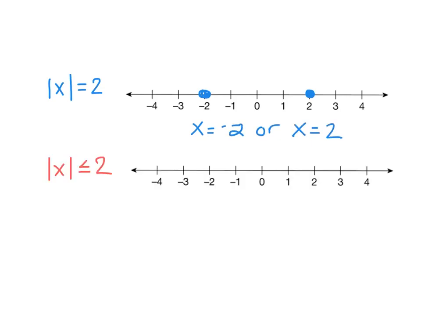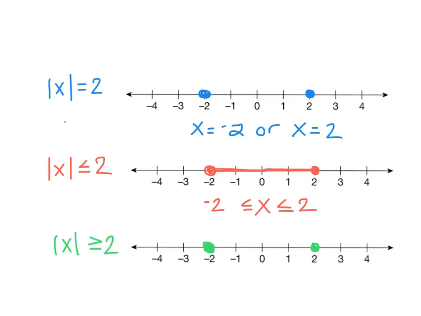But if I altered this slightly and said that the absolute value of x is less than or equal to 2, this would be all the numbers that are 2 units or fewer away from 0, which would be this area here, and then 2 units to the left as well. So as a compound inequality, this is that negative 2 is less than or equal to x, which is less than or equal to positive 2. It's all the numbers in between those two values.